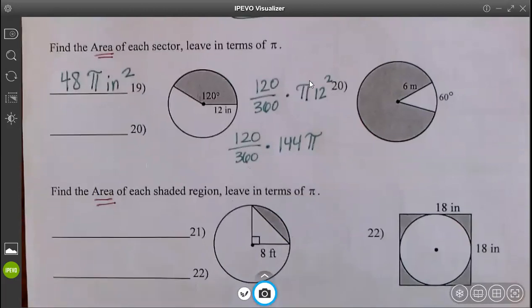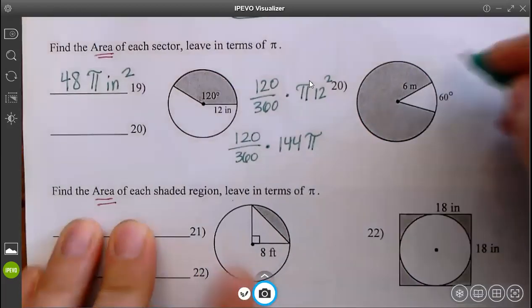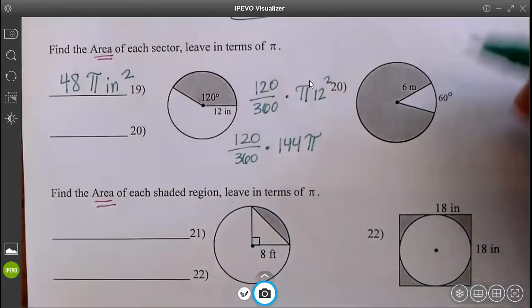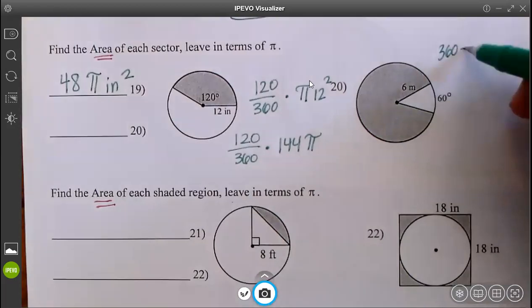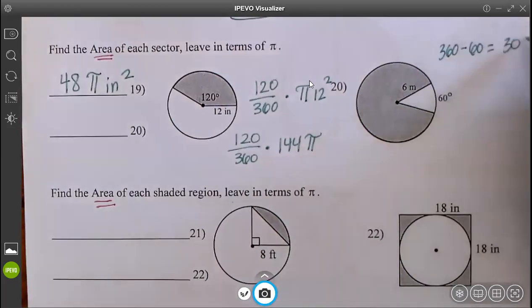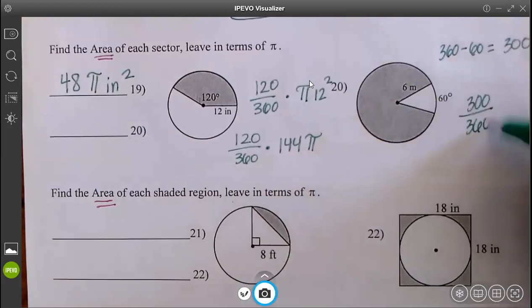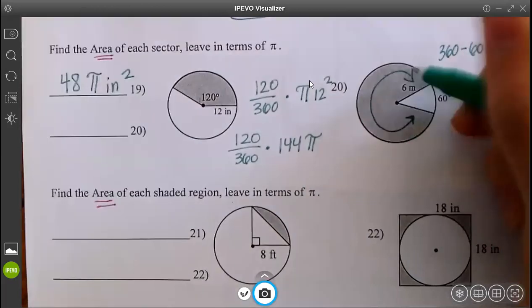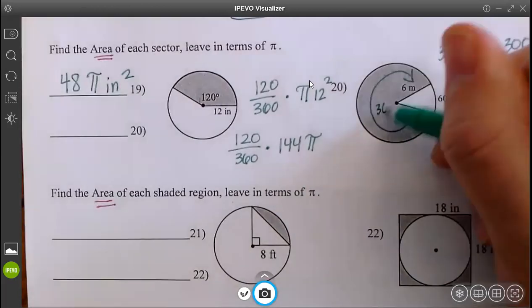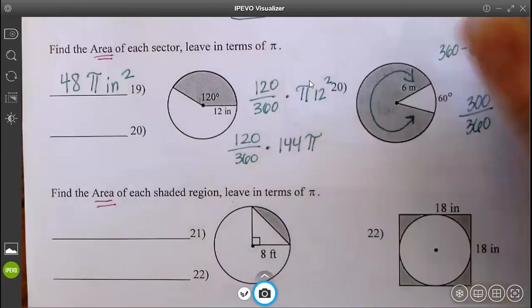Yep, you got it. And for number 20, I was kind of confused. I got it wrong on the quiz because I did the little part instead of the whole thing. I figured out you have to do 360 minus 60, to get 300, which is the degrees. That is this degree right here. We take away, so we do 300 here.